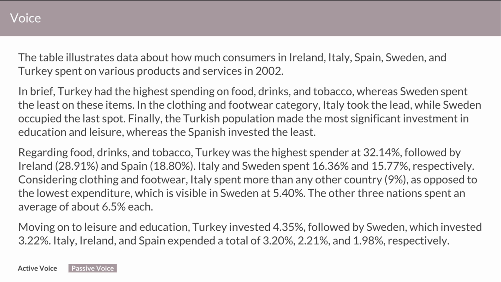So let me show you an example of what I mean, so that you can get a better understanding of the different voices. Let's take this sentence here. The Turkish population made the most significant investment in education and leisure. Let's just take that part right there, okay? This here is written in the active voice. Now, if I wanted to change this to passive voice, I would have to reorder this sentence like this. I would have to say, the most significant investment in education and leisure was made by the Turkish population.